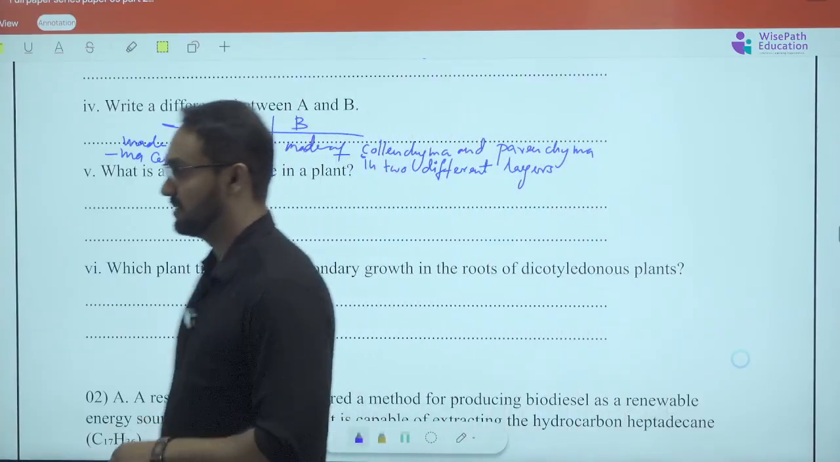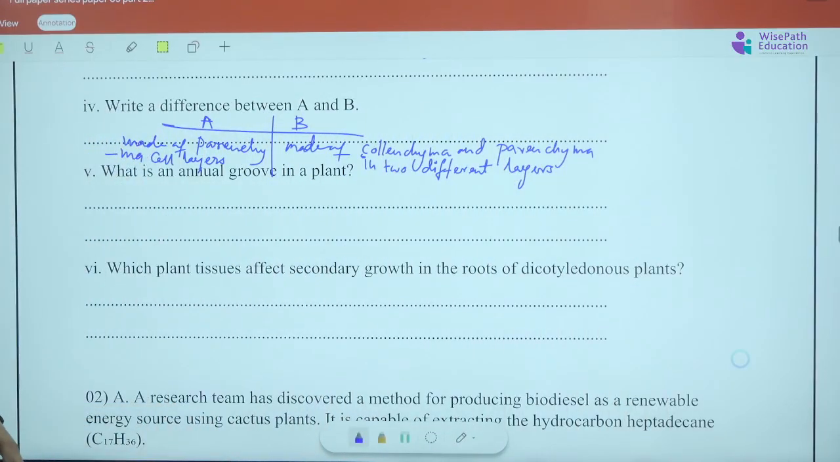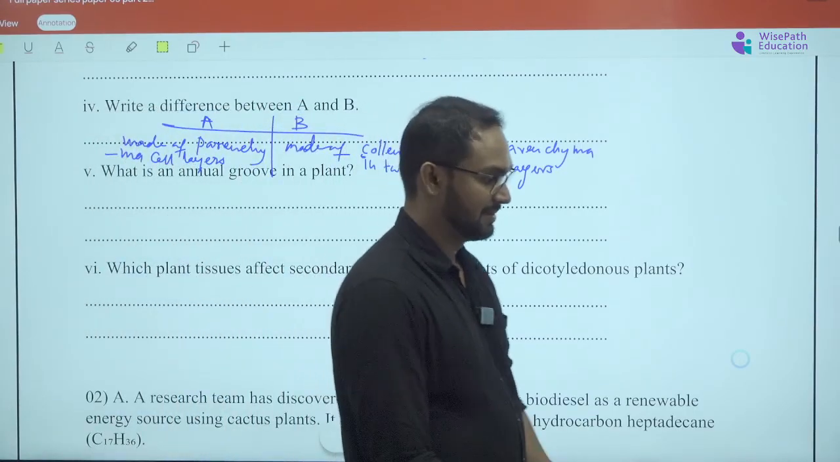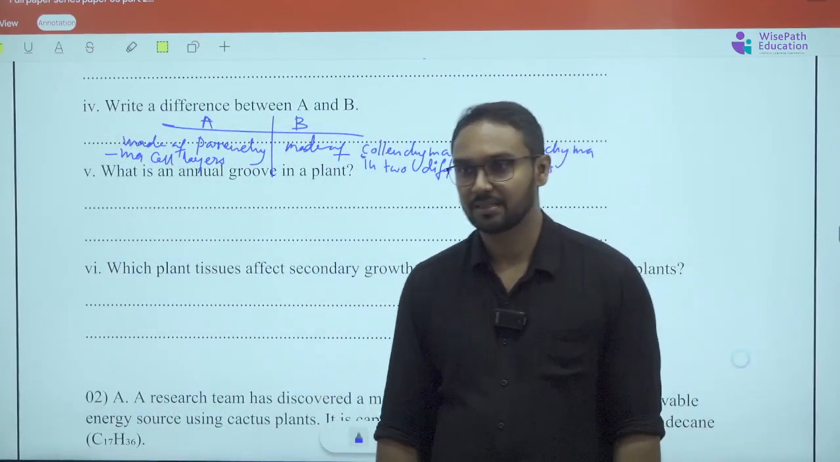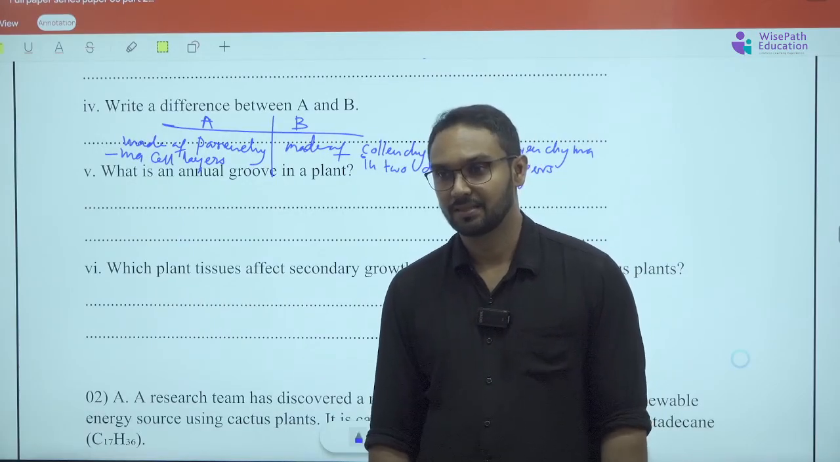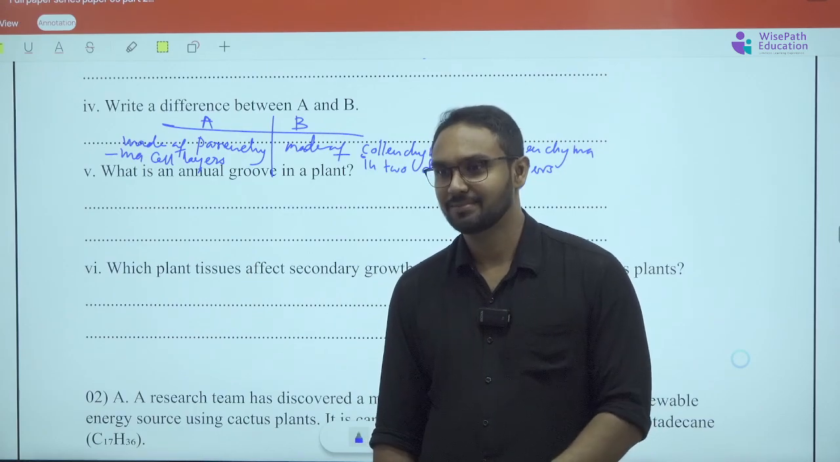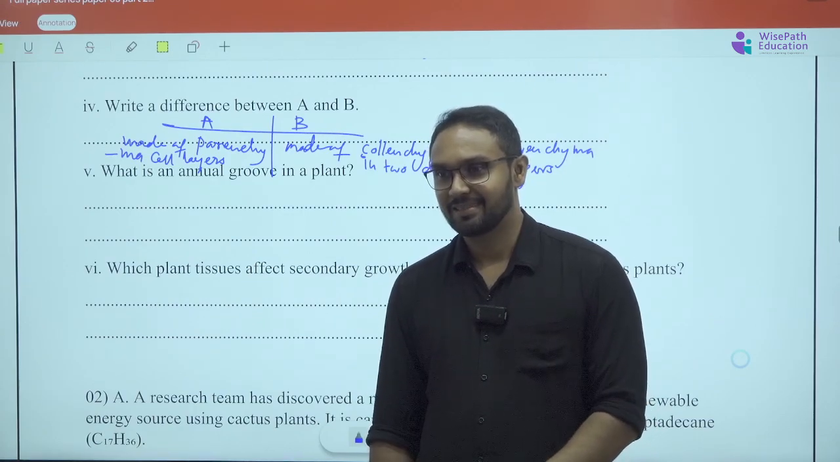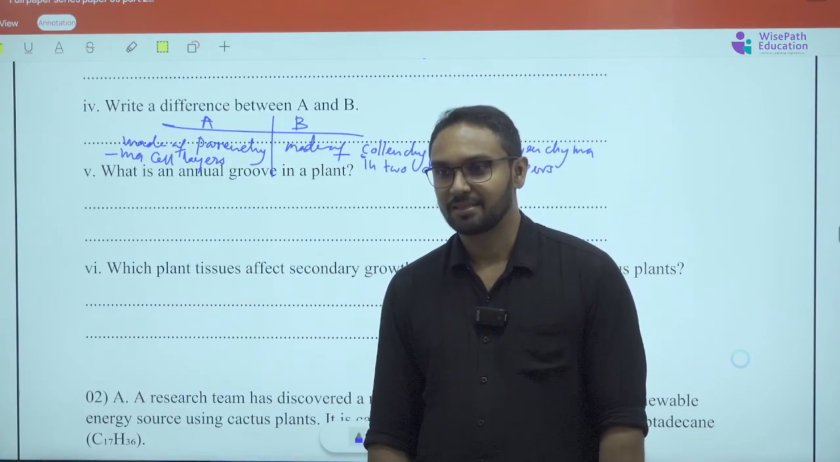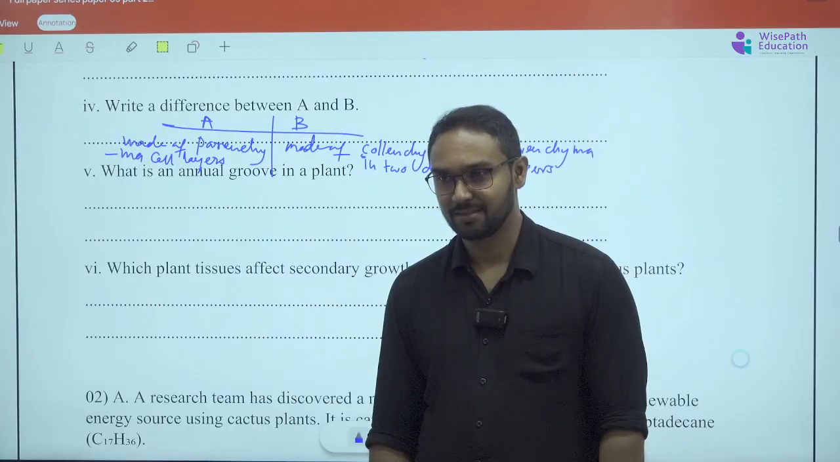Right? The next question. What is an annual groove or an annual ring in a plant? Explain it. What is an annual ring? annually time එකත් එක්ක create වෙන මොකක්ද? Can we remember how the annual ring is produced? How? මේ අමාරු කාලවලදී dark කැලි හැදෙනවා. dark කැලි හැදෙන්නේ කොහොමද?